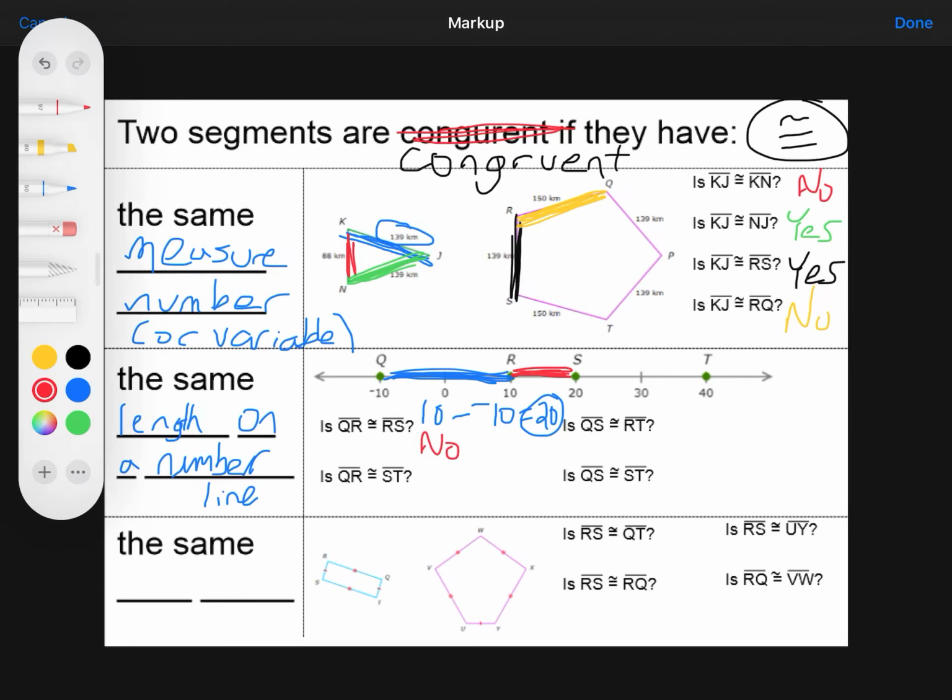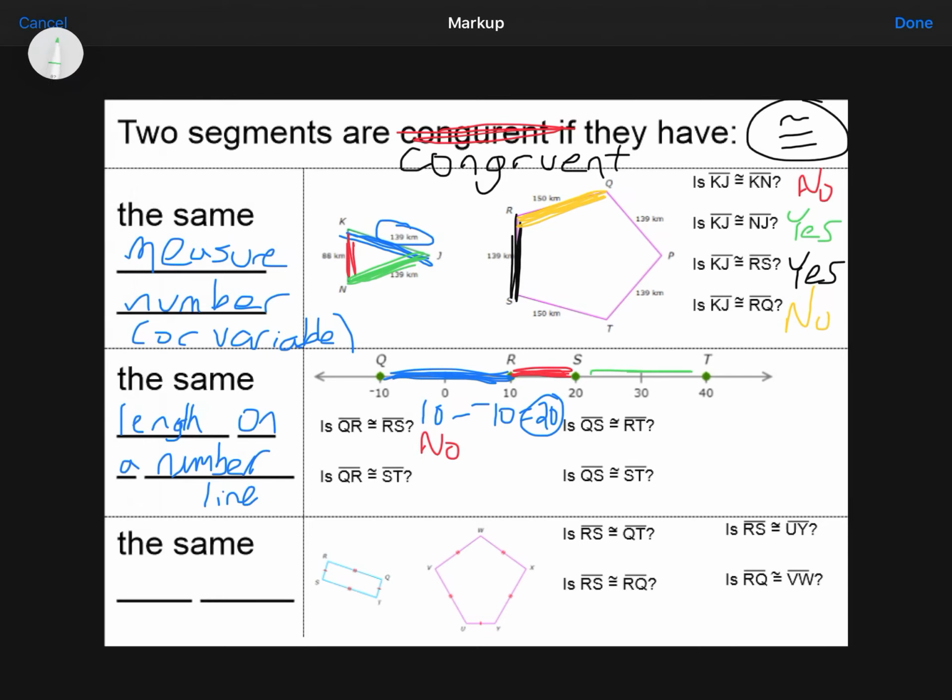I just want to reinforce some stuff that you might need to know. Is QR the same as ST? The answer is yes. They're both 2 spaces on a 10-space number line. They're both 20 units long. And if you did 40 minus 20, you would get 20. So calculation-wise, they're the same number, and distance-wise, they're the same number.